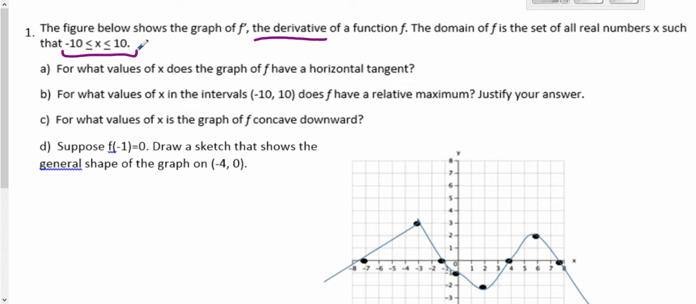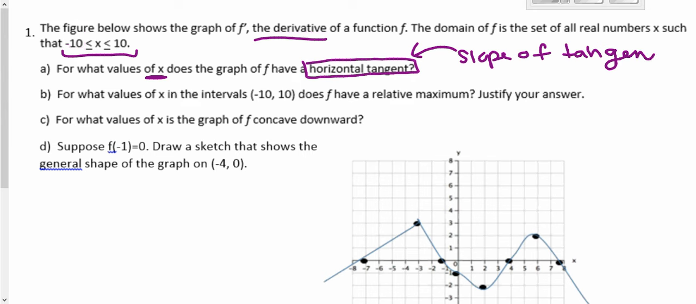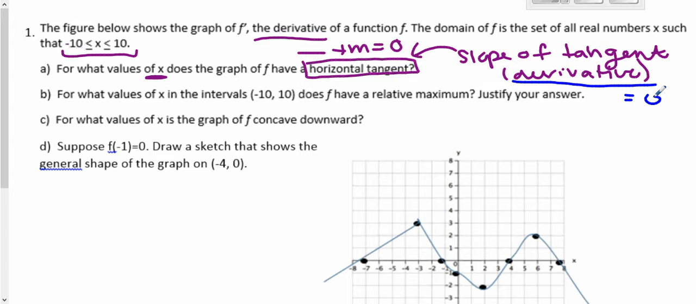So A asks, for what values of x, so we're going to give some x equals, does the graph of f have a horizontal tangent? So remember, the slope of the tangent is our derivative. So we have to think about horizontal. A horizontal line has a slope of 0. So this is asking, where is your derivative equal to 0 on this graph? So let's look at the graph.